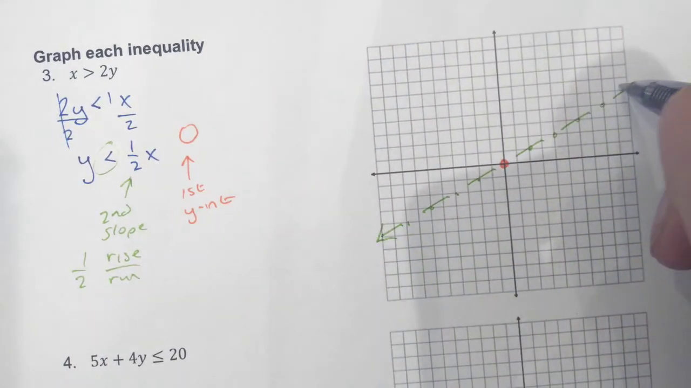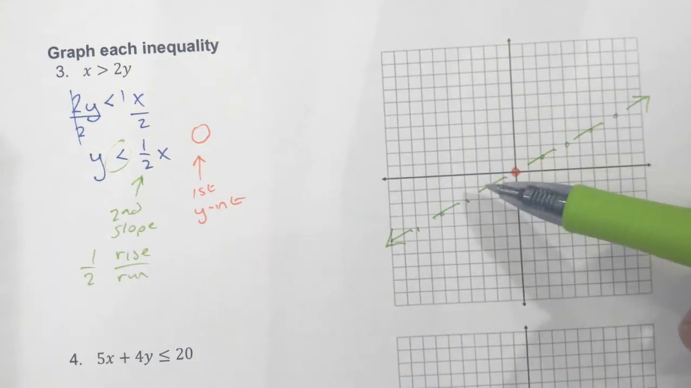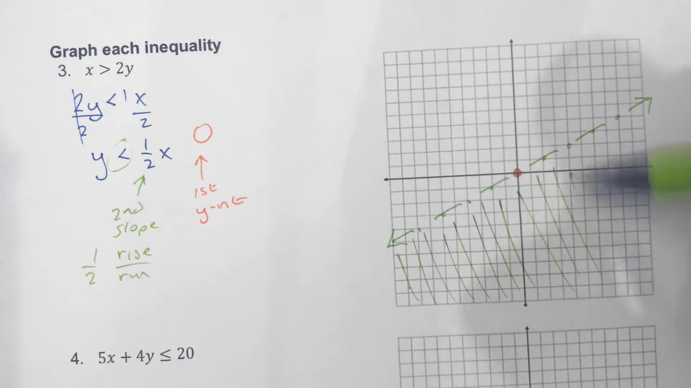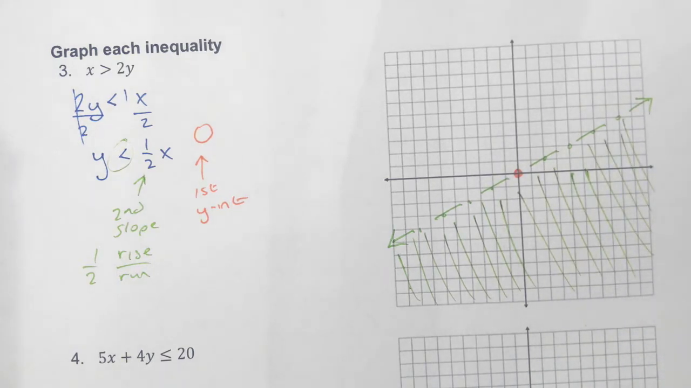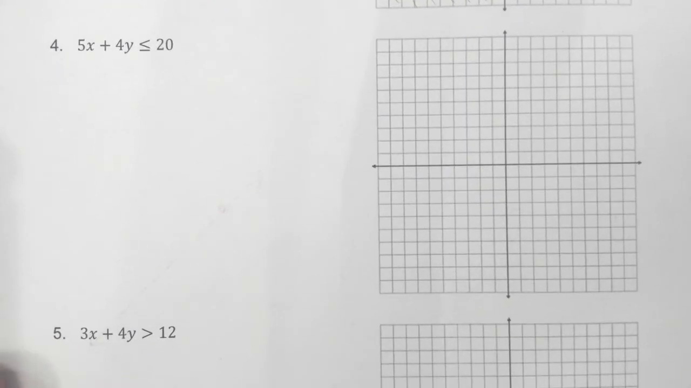Okay, fill in the arrowheads. Now, once again, we have a less than symbol. So that's underneath the line. It's going to be down here again. So any point down here would satisfy that inequality.